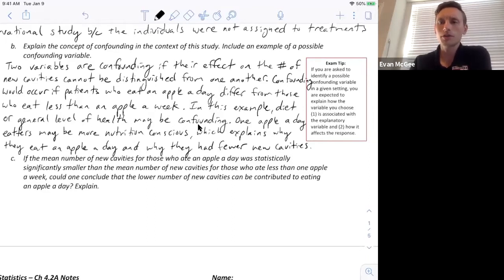So there could be other examples of confounding that you could think of, but this was just a good example that I wanted to use.